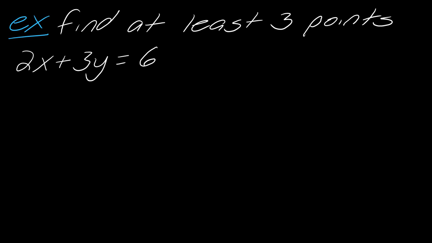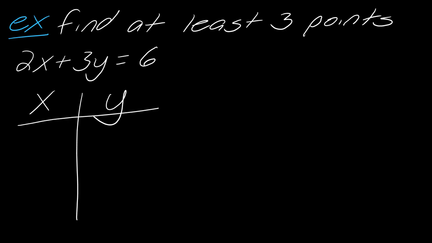So finding 3 points. Here's another equation, 2x plus 3y equals 6. The last equation had y equals. Now we've got just x and y mixed in the equation. So anything can happen with these equations, is what I'm trying to remind you. So you just got to use your noggin when you're doing this.